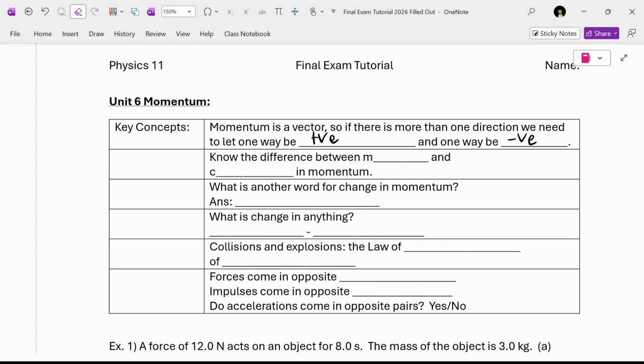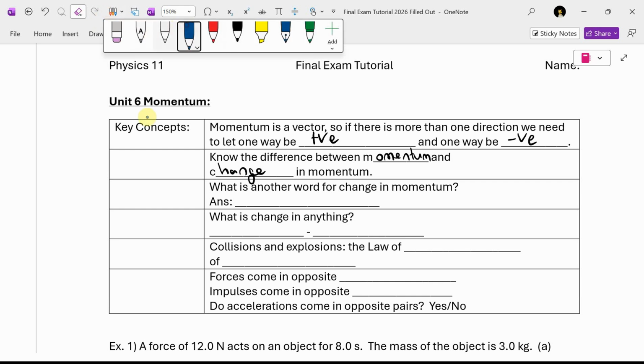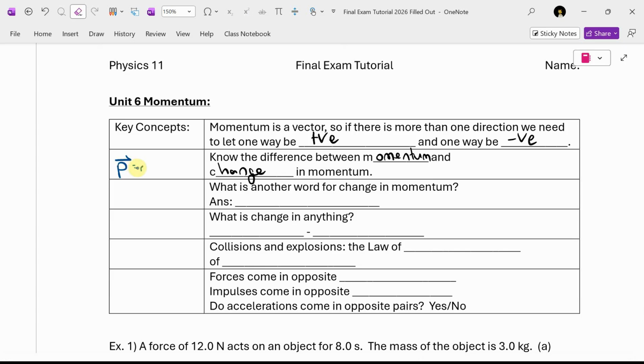You need to know the difference between just plain old momentum and change in momentum. So if you look at your formula sheet, plain old momentum was just P equals mv. Oh yeah, we had to use P because lowercase m is mass, uppercase M something else, already taken. So it's from a Latin word. What's change in? Well, what's the symbol for change in?